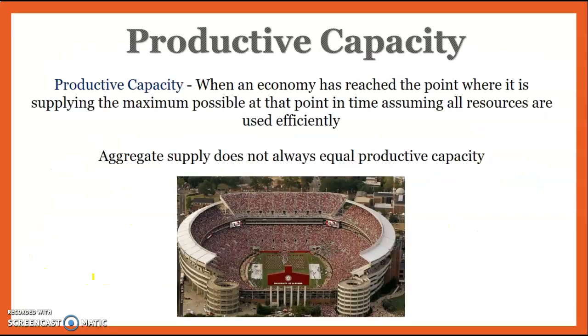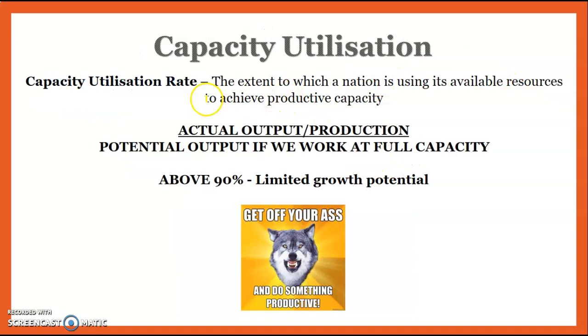Aggregate supply. Okay, a couple of key important terms. Make sure you've got a really strong definition of productive capacity. So when the economy has reached the point where it's supplying at its maximum possible at that point in time, all resources are fully employed. We're not always working at our productive capacity. Capacity utilization rates refers to the extent to which we're working to our full capacity. So when we have low capacity utilization rates, we're on this horizontal part where we've got lots of spare resources, and high capacity utilization occurs towards our productive capacity when we're on the more vertical section.